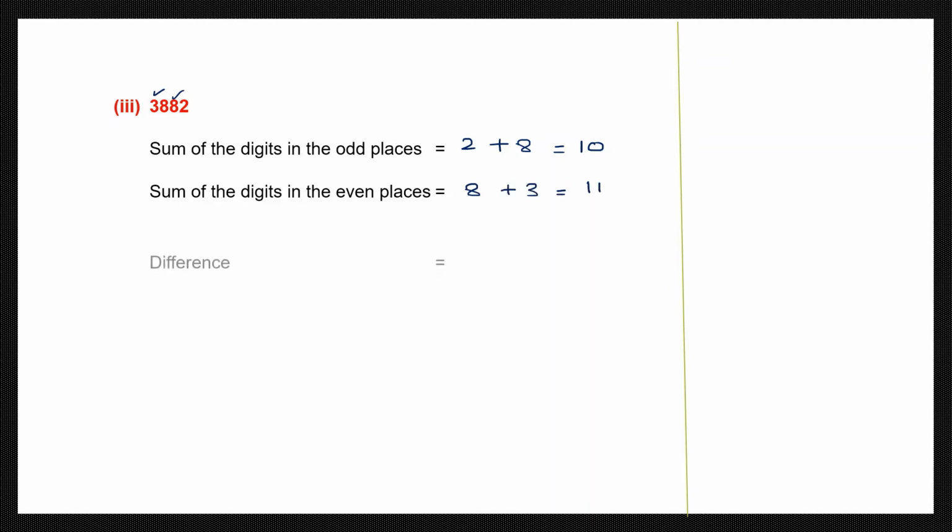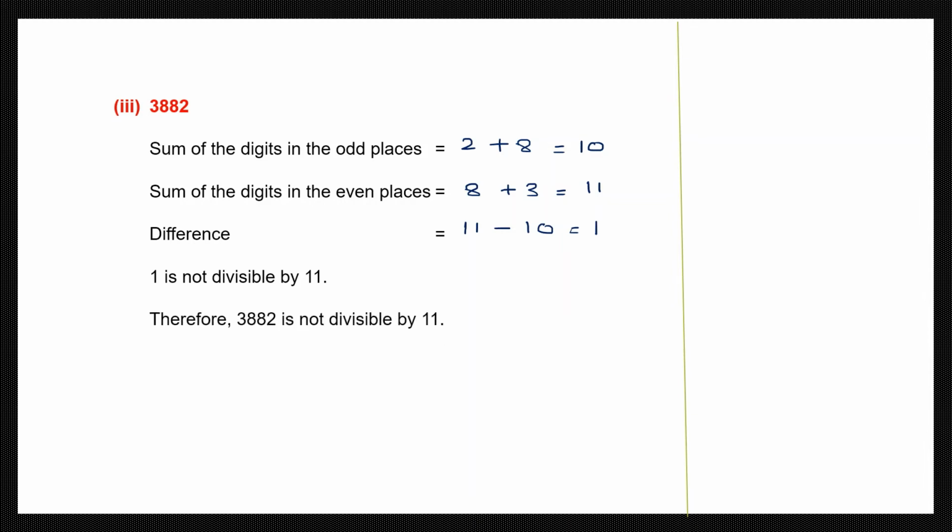Now what should we do? We should find the difference between the two. So let's take the bigger number. 11 minus 10 is 1. And 1 is not divisible by 11. So because 1 is not divisible by 11, that means this big number, 3882, is also not divisible by 11.